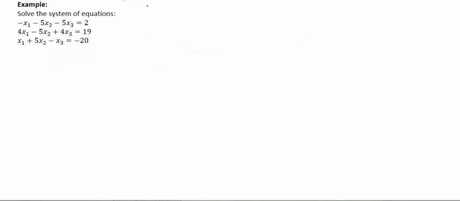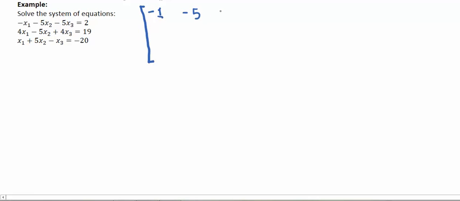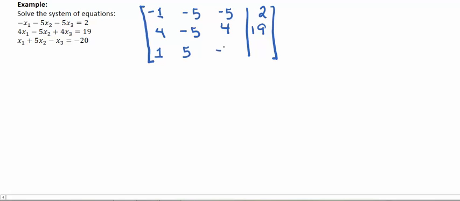So the first step is going to be to put this into an augmented matrix. So I have a -1, -5, -5, and then a 2. The second equation gives me 4, -5, 4, 19. The third is a 1, 5, -1, -20.